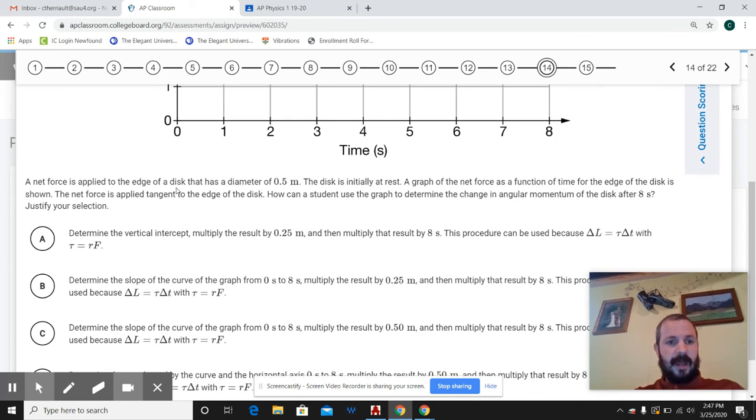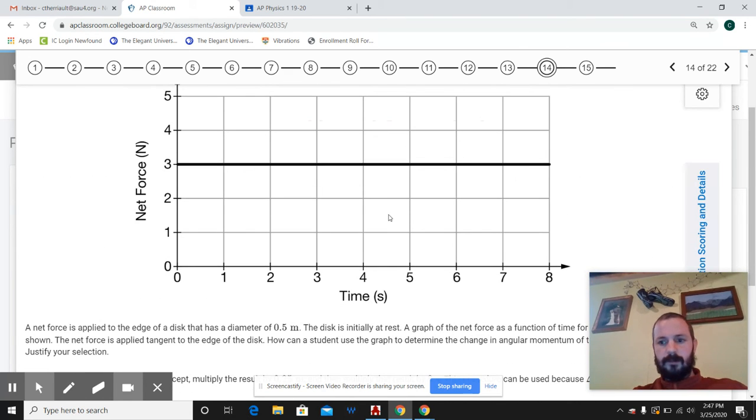So a net force is applied to the edge of a disk that has a diameter of 0.5 meters. The disk is initially at rest. A graph of the net force as a function of time for the edge of the disk is shown. The net force is applied tangent to the edge of the disk. How can a student use the graph to determine the change in angular momentum of the disk after 8 seconds?